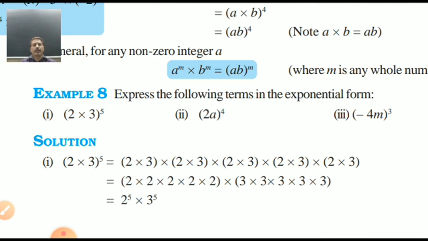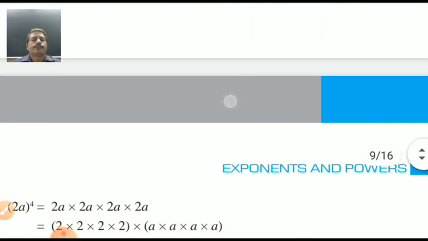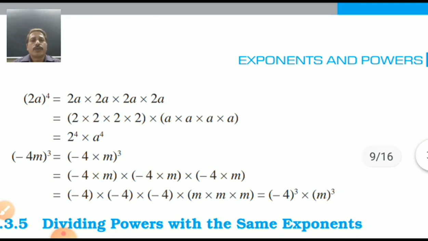Expression example 8. 2 raised to 3, 2 multiplied by 3 raised to 5. कोई बात नहीं बेटा. This number multiply 5 times. So 2 5 times and 3 5 times. Easy chapter, without using your other thinking power, you just follow the general rule. 2a raised to 4 is 2a, 2a, 2a, 2a, 2 into 2 into 2, 4 times and a raised to 4. जो दोनों में power है वो अंदर की दोनों को मिलेगा.